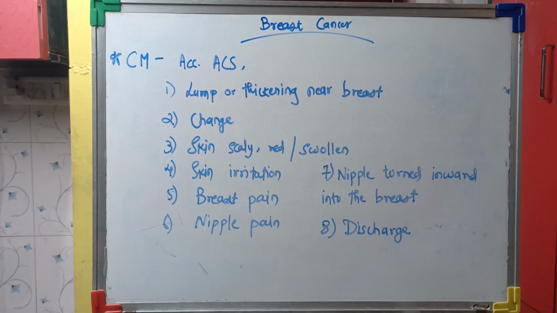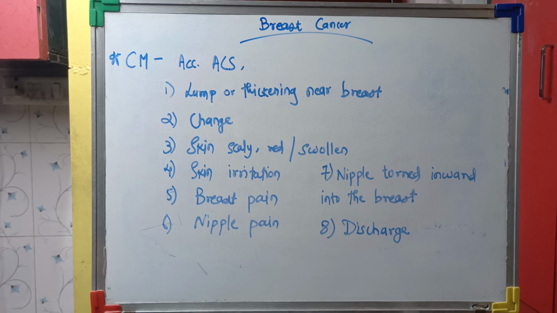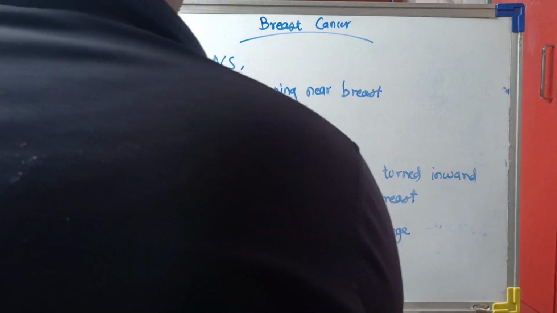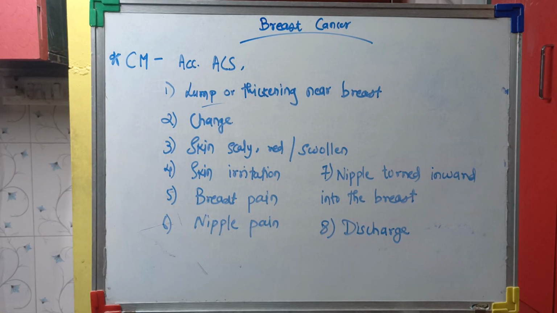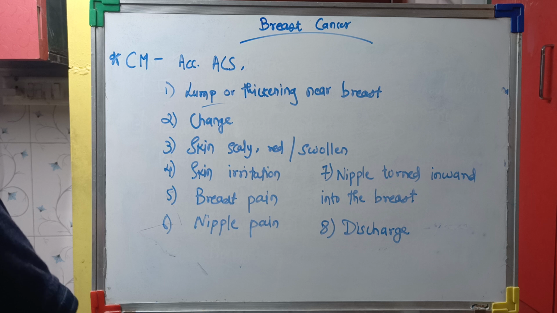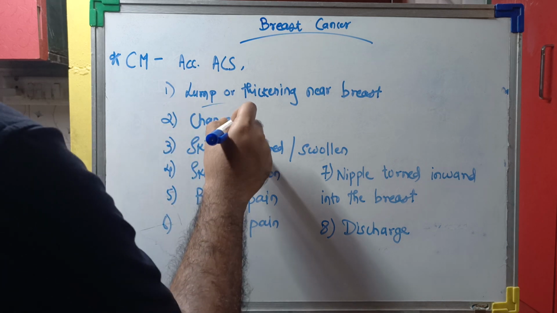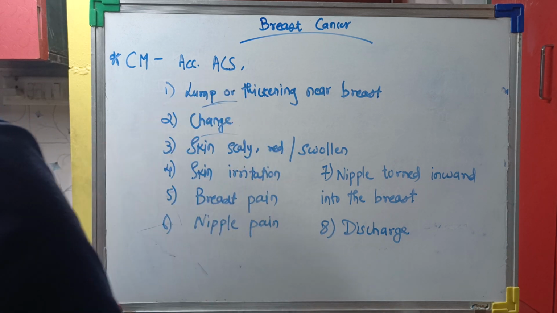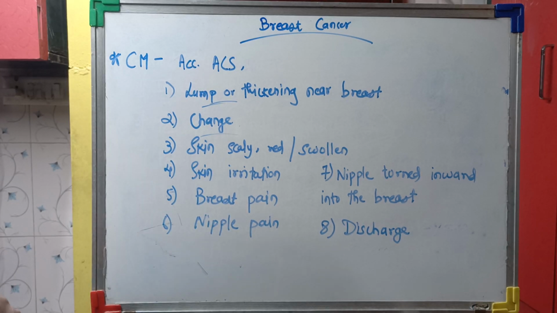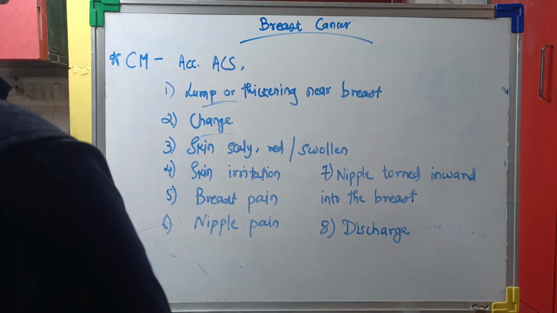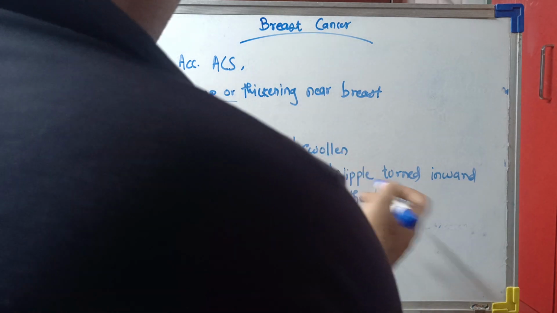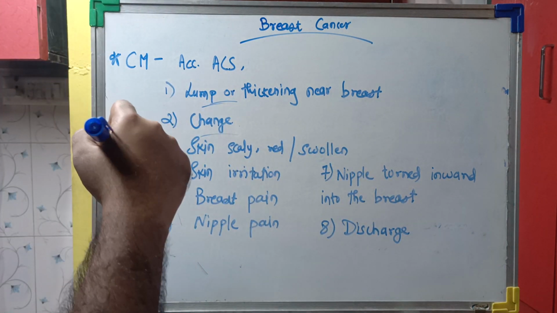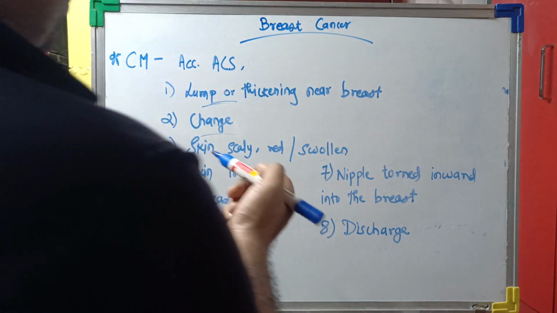Here now we will focus on the clinical manifestation or the signs and symptoms of breast cancer. According to the American Cancer Society, any lump or thickening in or near the breast is a sign of breast cancer. Change in the size or shape of the breast. The skin near the areola, nipple or the breast becomes scaly, red and swollen. So this is also a sign of breast cancer.